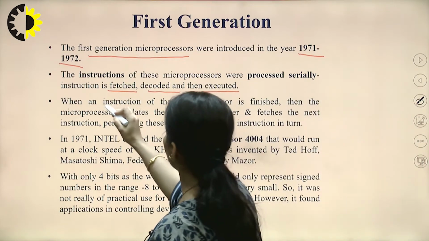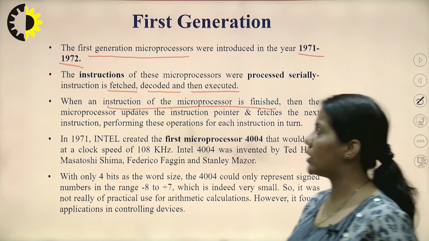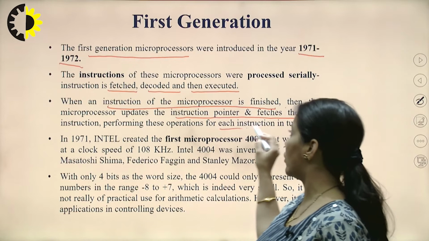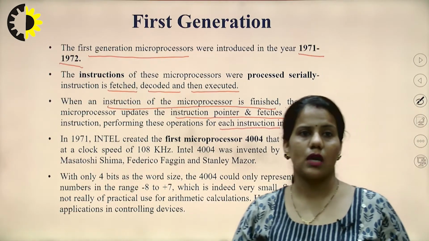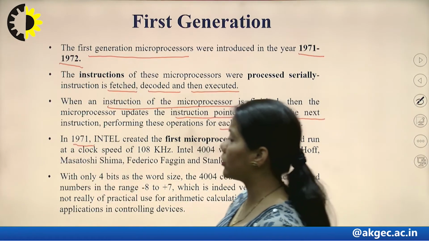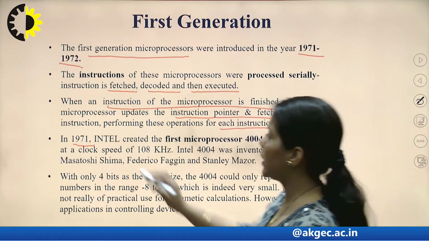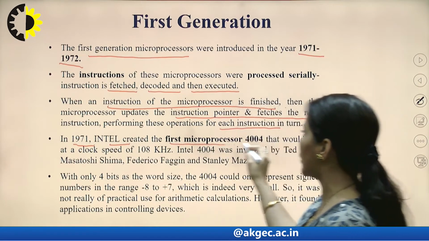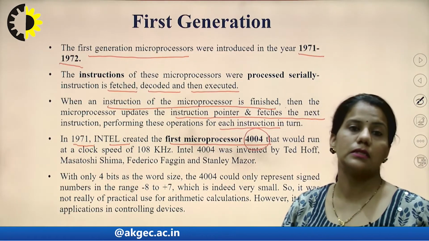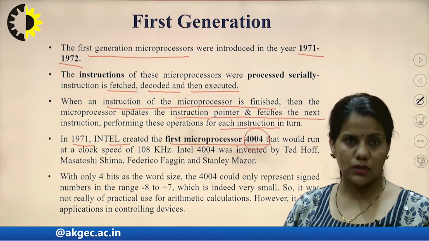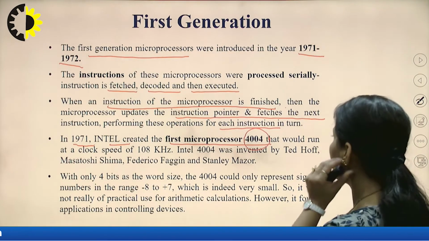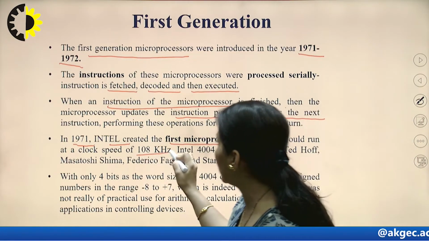When an instruction of the microprocessor is finished, the microprocessor updates the instruction pointer and fetches the next instruction, performing these operations for every other instruction in turn. When we talk about the microprocessors introduced in this generation, in 1971 Intel created the first microprocessor, the 4004. This microprocessor is very important since it was the first one introduced, in the first generation. The clock speed is 108 kilohertz.